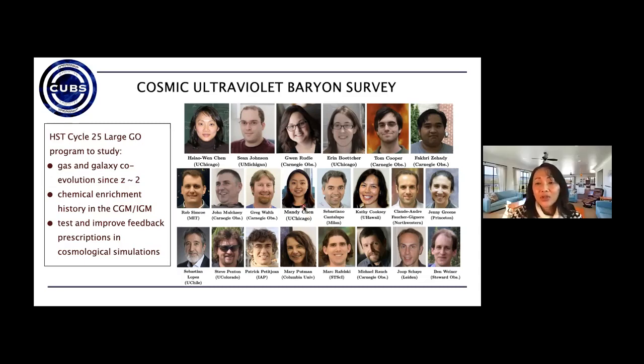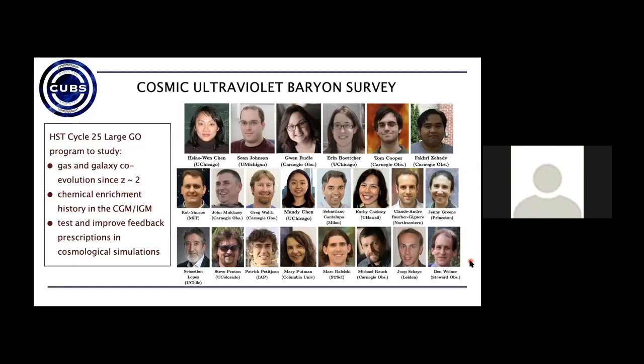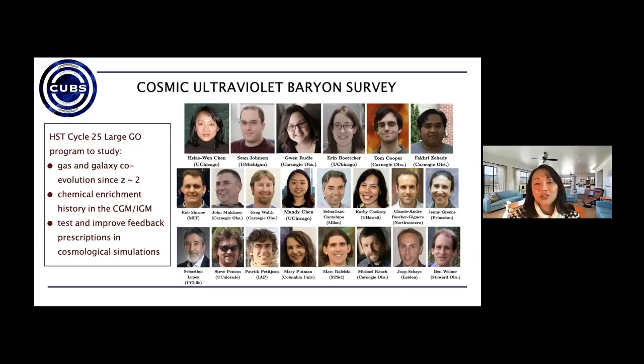Okay. So I want to quickly mention this new survey that's coming out of the HST Cycle 25 Large GO Program. It's the Cosmic Ultraviolet Baryon Survey that is designed to study the CGM over the redshift range from local all the way up to beyond one, trying to bridge the gap between cosmic noon and the nearby universe. And the idea really is to try to understand better, using all the techniques I just summarized, to probe the gas and galaxy co-evolution and also chemical enrichment history.